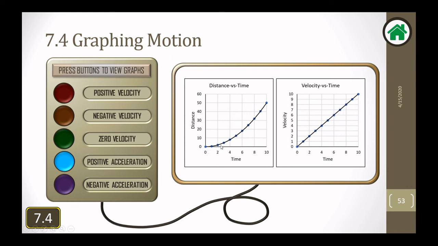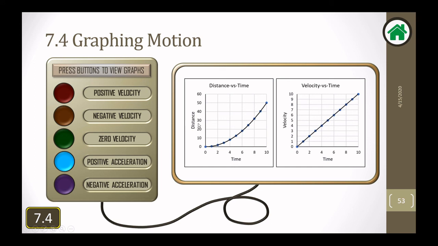Now let's compare positive acceleration on a distance versus time graph and a velocity versus time graph. On the distance versus time graph, we see that the line is curving gently upward, indicating that for each little tick mark on the time, the object's velocity is getting faster, faster, faster. And this is what we see on the velocity versus time graph as well. As time passes, the object's velocity is getting steadily faster.